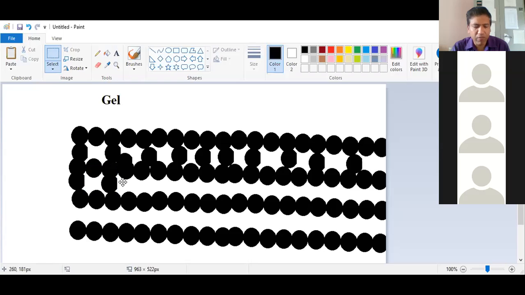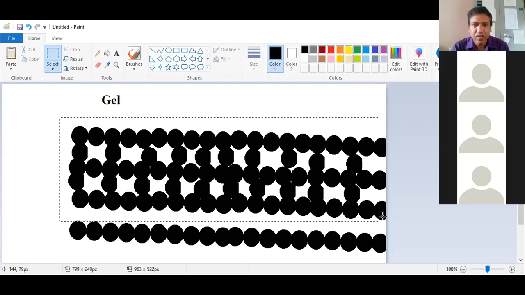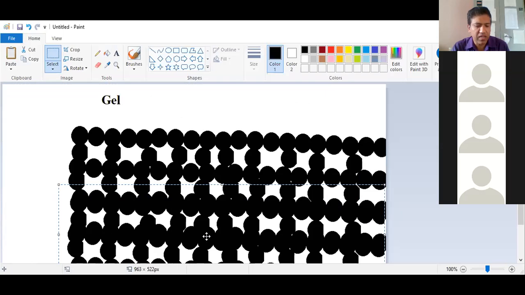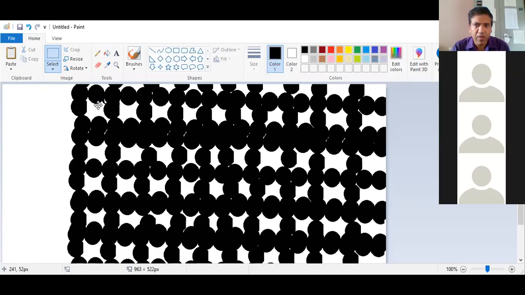When they form the cross-link, the chains which you observed earlier are forming a network, a net-like structure. So this is what the gel is. These structures are not actually visible. If I just copy and paste it, this is how it will form a network-like structure. So your gel is formed.